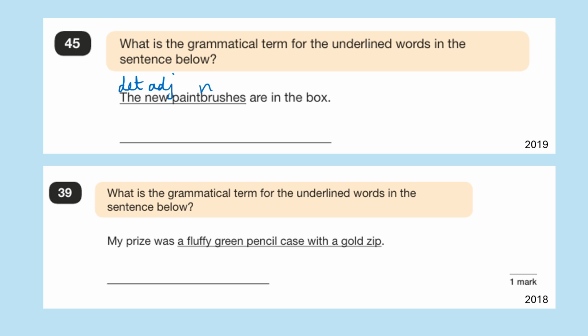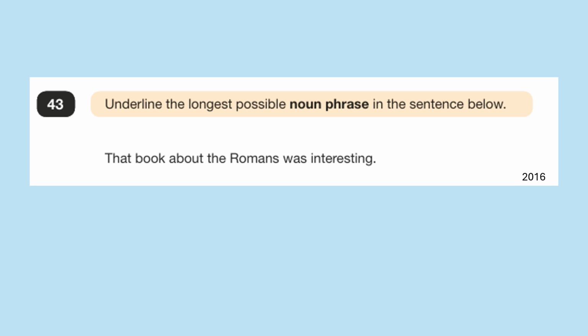The grammatical term again, this time at the end of the sentence, but again I've got pencil case, which is a thing, so that's a noun. I can see the post modification, I can see a determiner, and I can see an adjective and an adjective. So again, I know that I've got that noun phrase.